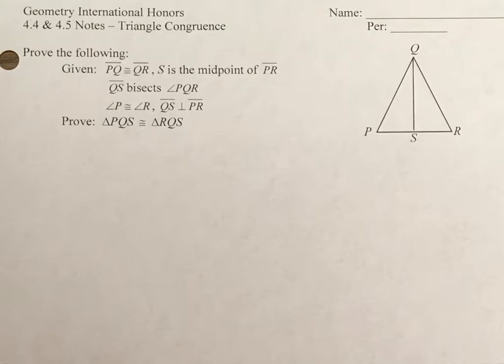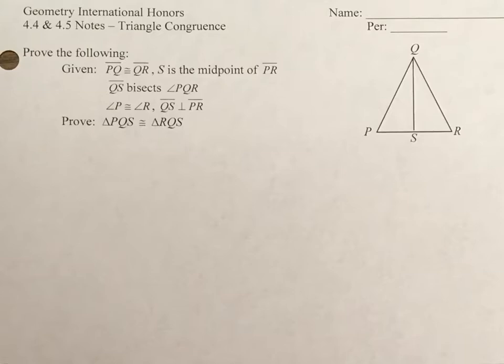So because we're kind of short on space, normally when we talk about the anatomy of a proof, we always have a given statement, we have a proof statement, we have a labeled diagram, and then we usually have a heading for our statements column and our heading for our reasons column. But to save space, I'm not going to put those column headings. I'm just going to go ahead and start with step number 1.